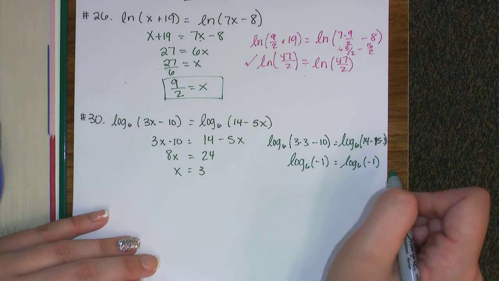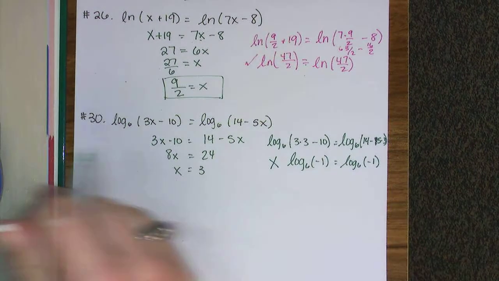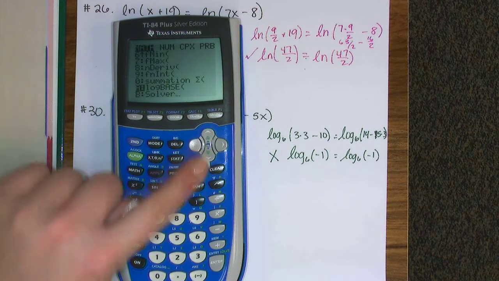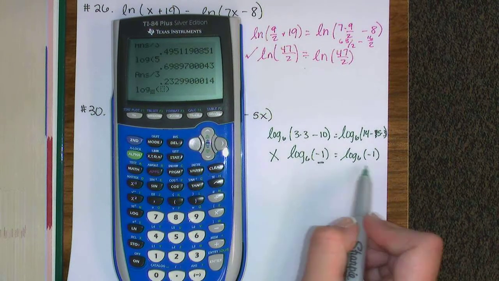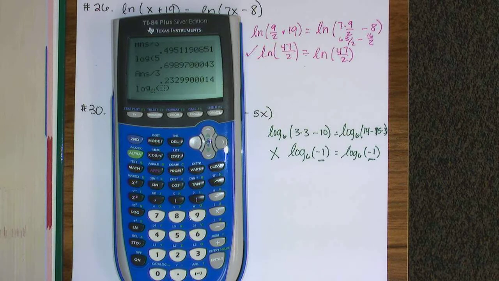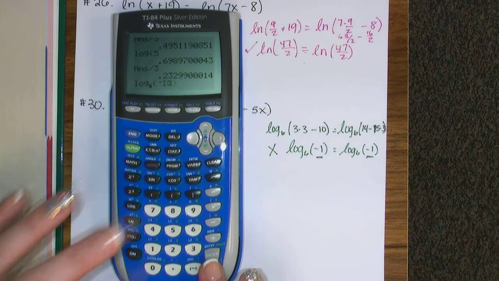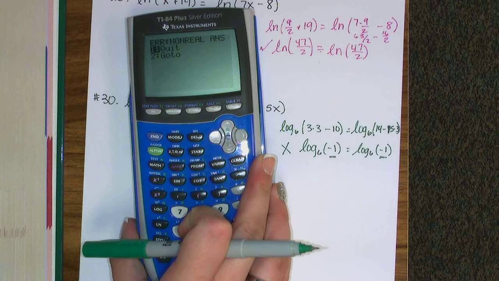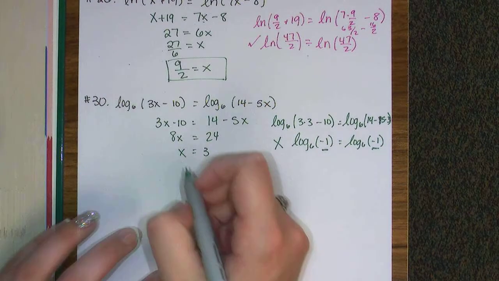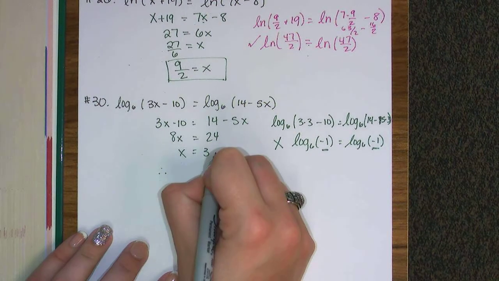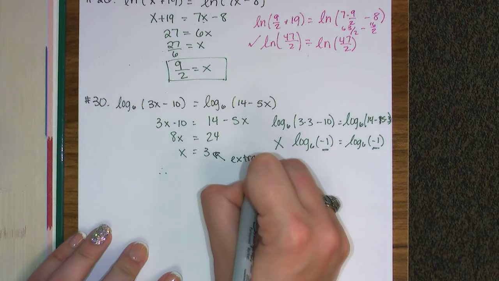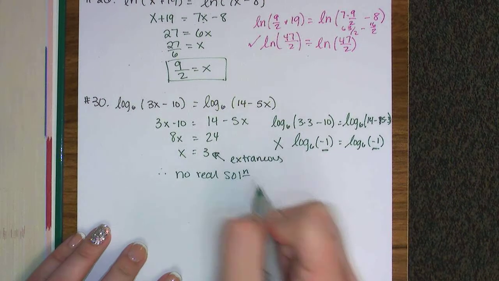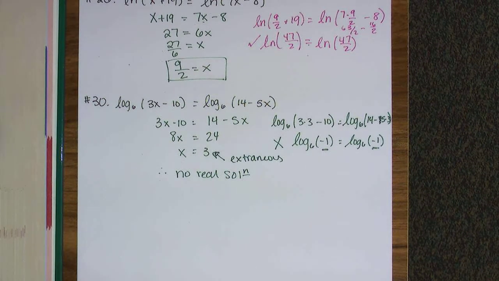However, those are not true. And here's why. For one, you should notice, like I said, that there's a negative there, which is why I pointed that out. Log base 6 of negative 1 is going to tell you there's a non-real answer. So it's not true. Therefore, this is extraneous, meaning no real solution. Alright.